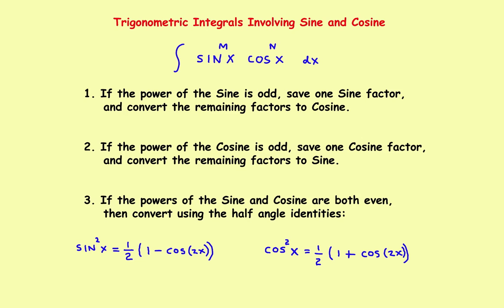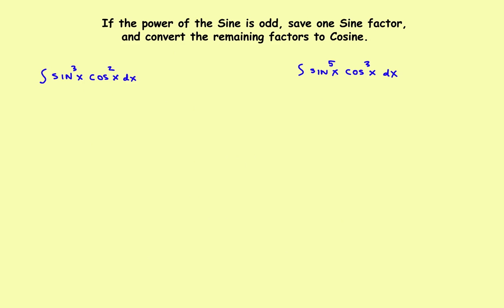Okay, now let's go back and take a look at each one of these three possibilities in order. The first one says: if you've got a problem in which the power of the sine is odd, save one sine factor and convert the remaining. So let's concentrate on this first type and see what some of the problems might look like. We'll actually do two of these, and we're going to set them up now, not necessarily work them all the way out. Again, first of all is recognizing what type of problem you've got.